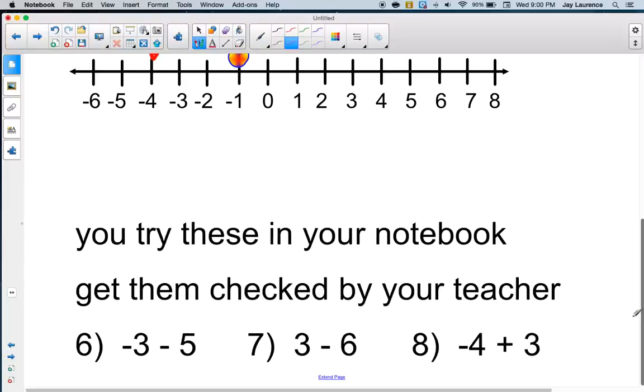Please do not call your teacher over unless you've done what's expected of you. Don't just sit there. Don't just write down answers. Don't touch your calculator. It's not okay to go to a calculator on these problems. They are too easy. Okay, so I expect you now to pause this video, do those 3 problems, and call the teacher over to check you.